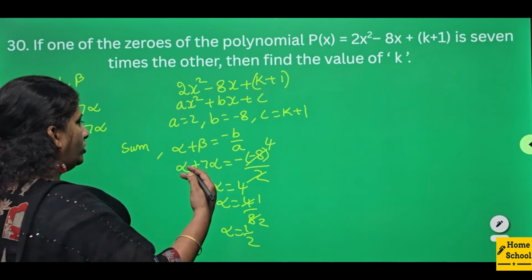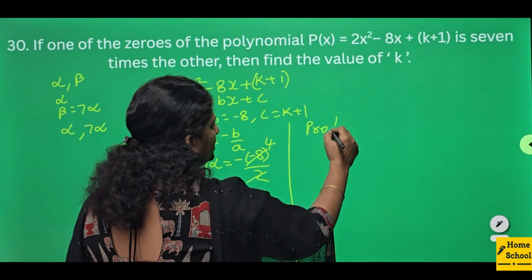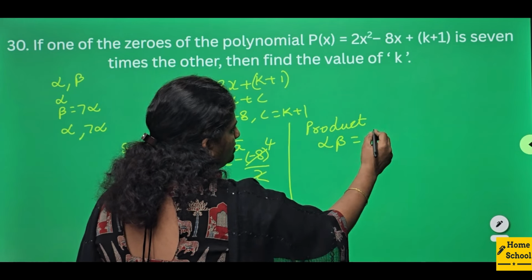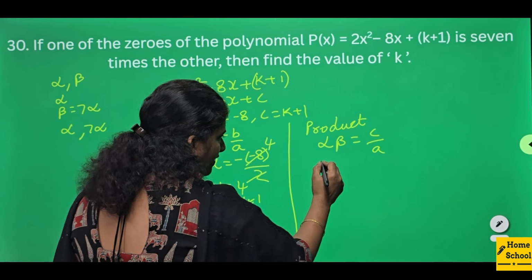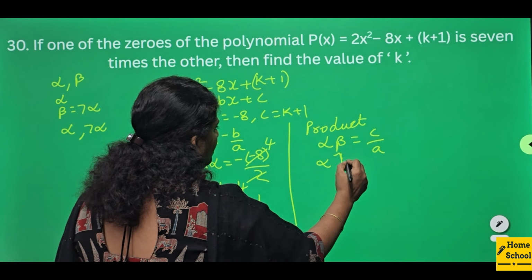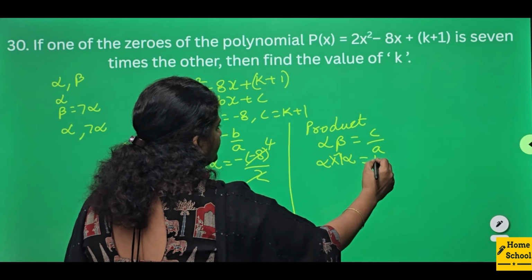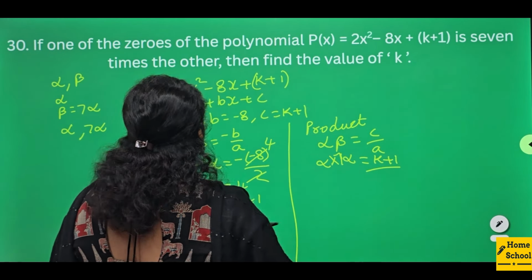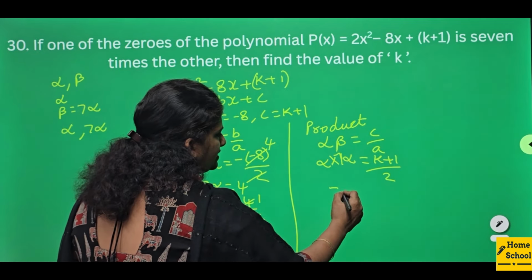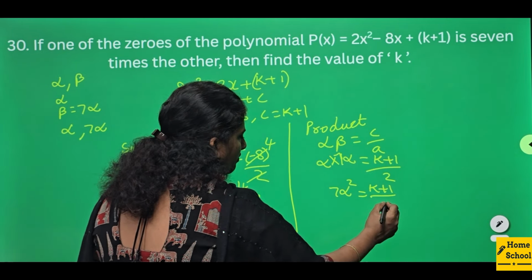Now we move on to the product of zeros. What is the product of zeros? Alpha beta is equal to C by A. Alpha value is alpha. Beta value is 7 alpha. Alpha into 7 alpha is equal to C value, which is K plus 1, and A value is 2. 7 alpha into alpha is 7 alpha square, which is equal to K plus 1 by 2.